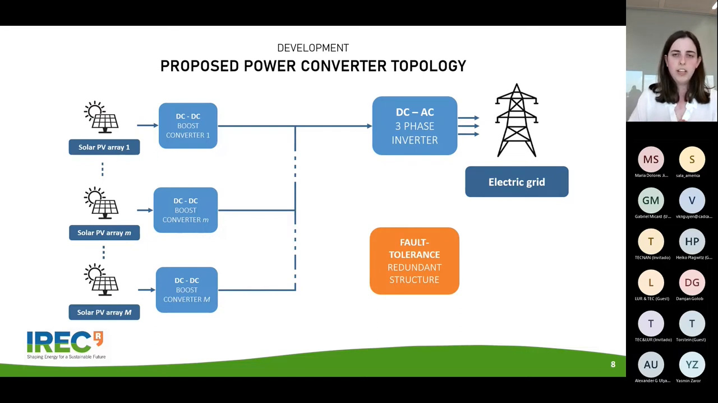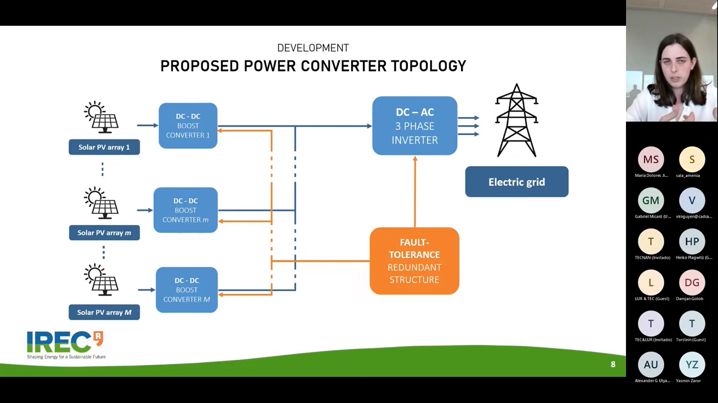Moreover, this proposed converter implements fault tolerance by means of a redundant structure, so by means of phase redundancy, that is able to handle a fault in any stage of the converter. So for instance, if a fault occurs on the DC-DC boost converter number one, this redundant structure will be able to substitute the DC-DC boost converter and the system would carry on working. If, on the contrary, the part of the system that fails is one of the phases of the DC-AC three-phase inverter, this fault tolerant structure will also be able to substitute a fault in that stage. Just to note, this fault tolerant structure is only able to survive a first fault.